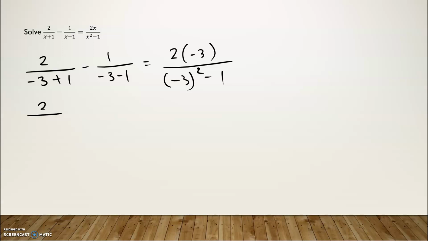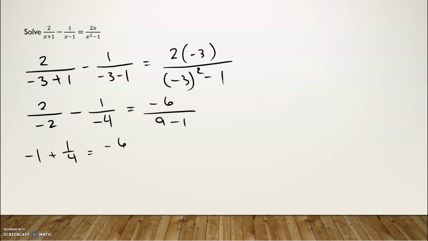So 2 over negative 2 minus 1 over negative 4 equal to negative 6 over positive 9 minus 1. This will be negative 1. This will be positive 1/4. This will be negative 6 over, looks like 8. Negative 1 plus 1/4 is equal to, I'm going to take 2 out of both of those. So that will be 3 over 4.